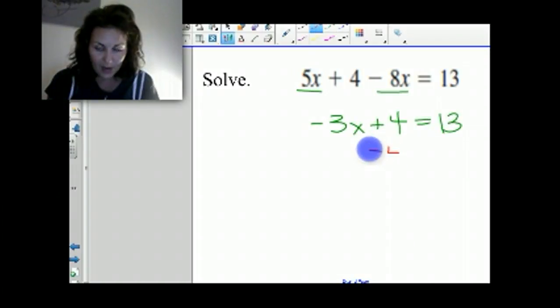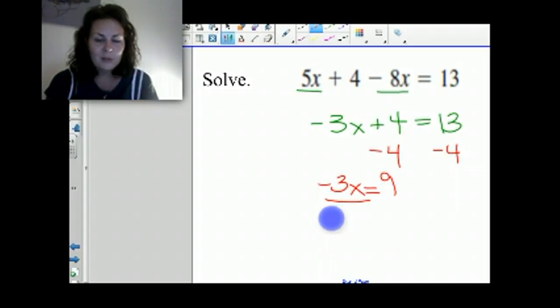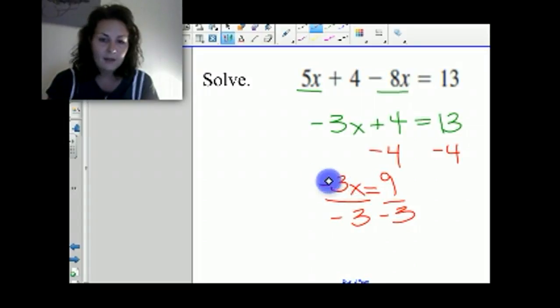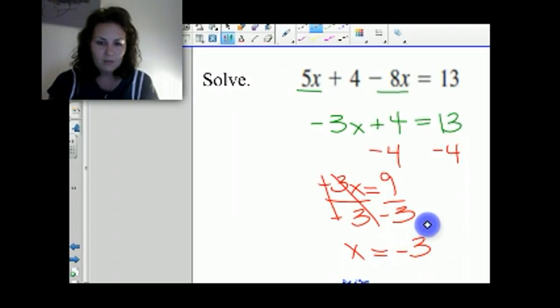Now I'm going to subtract 4 from both sides. Get rid of the addition subtraction first. Negative 3x equals 9. Divide both sides by negative 3. Remember not to forget that negative. Negative divided by negative is a positive. X equals negative 3.